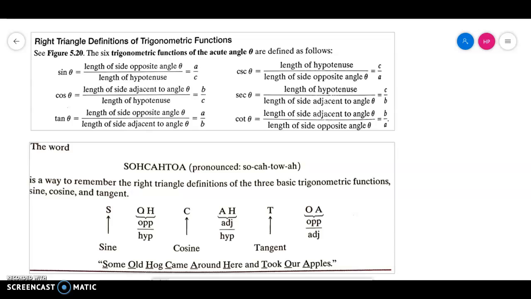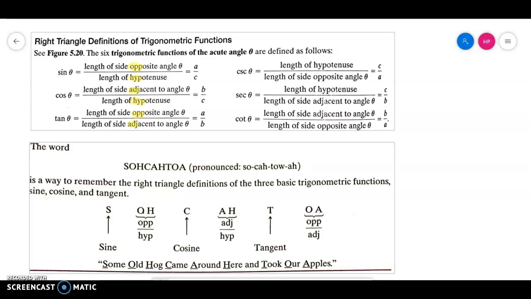Sine is opposite over hypotenuse. I always just wrote that as opposite over hypotenuse, so like OPP over HYP. Sine is opposite over hypotenuse, which again from the picture above is side A and C. Cosine is adjacent, ADJ, over the hypotenuse. Tangent is opposite over adjacent.